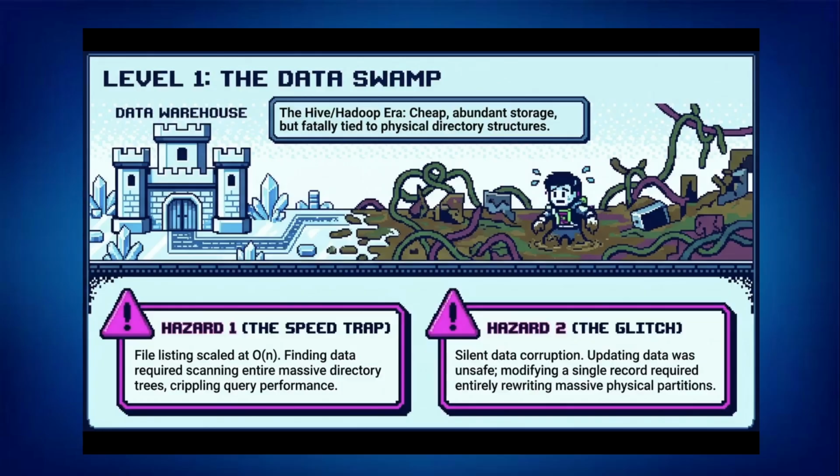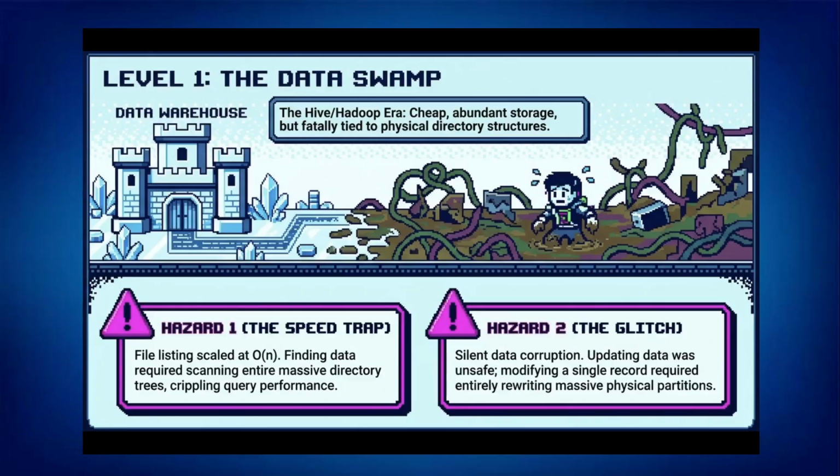So the goal was, how could we make the data lake not turn into a data swamp, but become more like a data warehouse, so become a data lakehouse. And basically what you needed to solve was, one, the speed trap. This had to do with the way you would have to determine which files to scan.